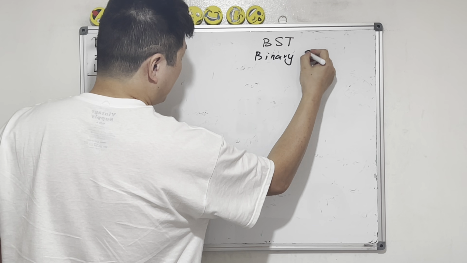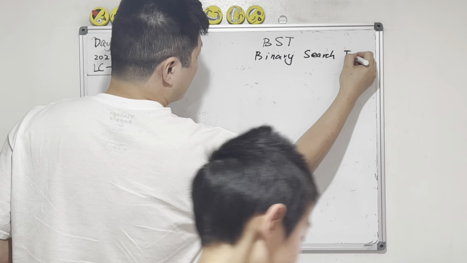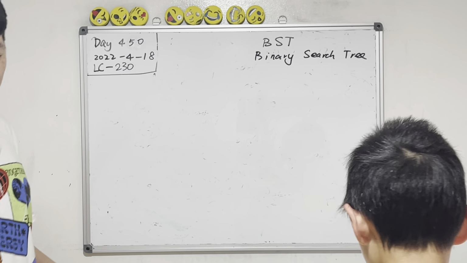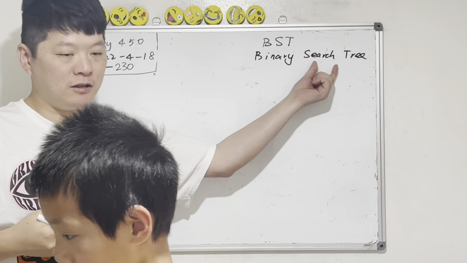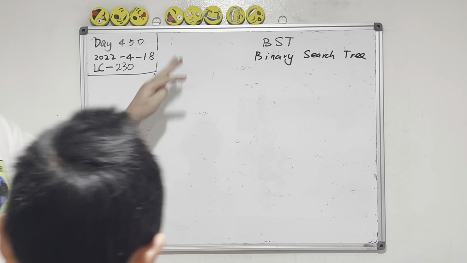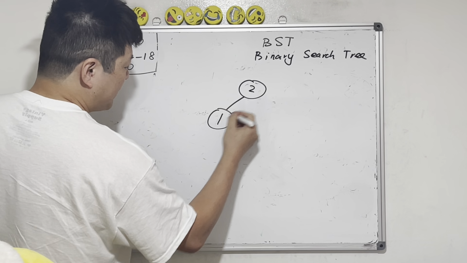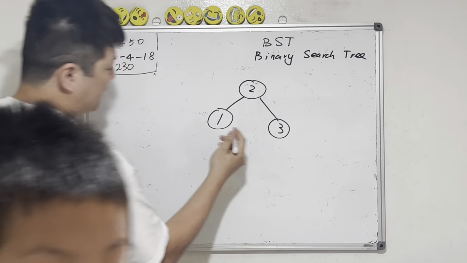A binary search tree is a binary tree, but it also has to satisfy that the nodes on the left side should be strictly smaller than the root, and the nodes on the right side should be strictly bigger than the root. So this is the binary search tree. Look at the root: left is smaller than the root, the right is bigger than the root.